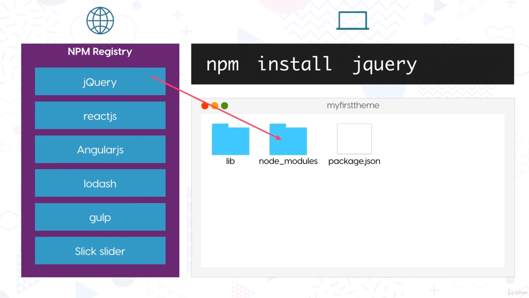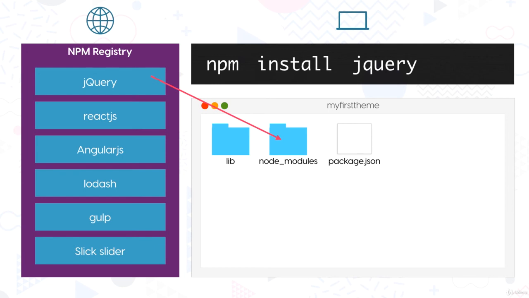Another important feature of npm is that if you are using a Git repository, for example, you don't have to put the node modules folder in the repository. The node modules folder will probably be a very large folder with a lot of files and folders, and it will be a pain to move it around and track it on Git and that sort of stuff.